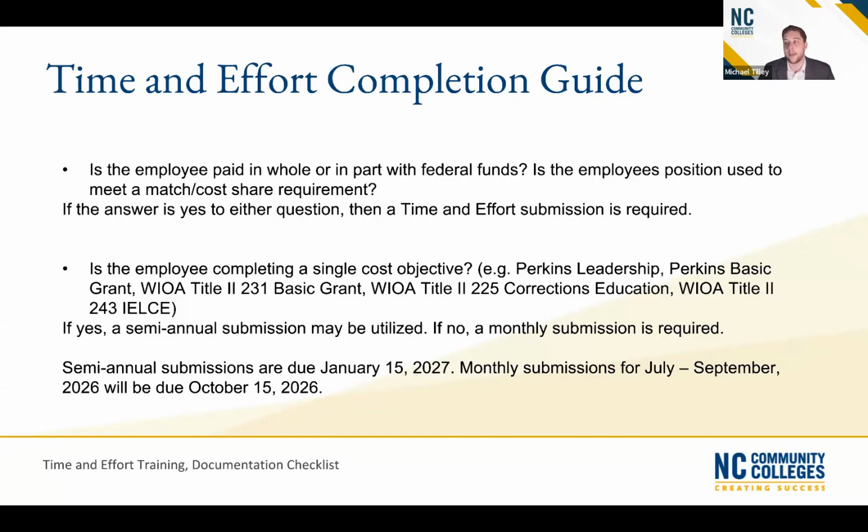Just as a reminder, semi-annual submissions are due January 15th, and that covers time from July to the end of December. And then monthly submissions, as I mentioned, using the new form for July through September are going to be due October 15th. And if budgets are delayed, we'll work with you all on a case-by-case basis with that. That shouldn't affect any Perkins staff. So you all should submit your July through September monthly time and effort submissions by October 15th.